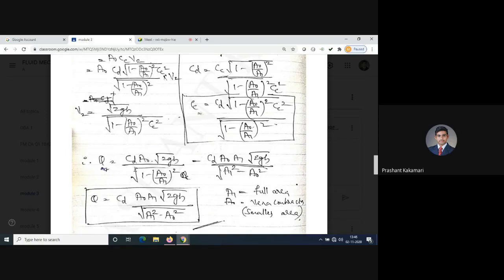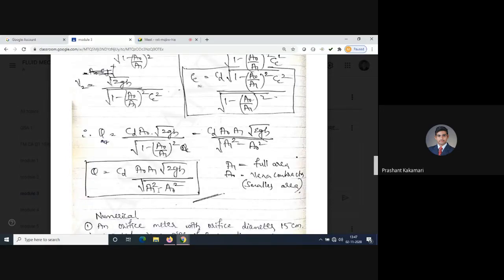So after cancelling Cc, now one can write it as Cd into A0 into A1. So all the numerator terms you can take to the top side, that is A0 square by A1 square, and in the square root you can take A1 at the top. That will become Cd into A0 into A1 square root of 2gh, whole divided by square root of A1 square minus A0 square. So just to differentiate from orifice and Venturimeter, we have taken capital A for the orifice meter. And here A1 is at the inlet side, A0 is the orifice opening, not the section 2. From the section 2 considering Cc, we have written in terms of Cd and A0. So finally, we can write it as Cd into A0 A1 square root of 2gh divided by square root of A1 square minus A0 square.